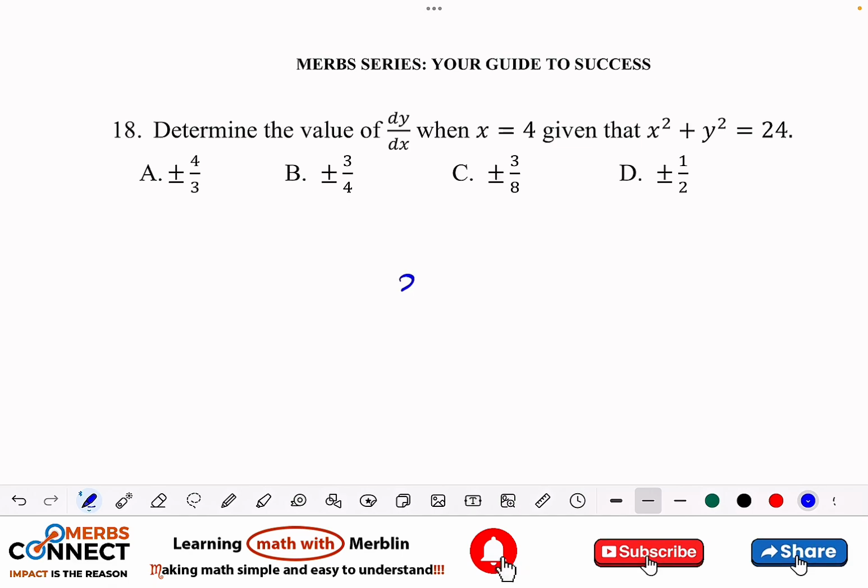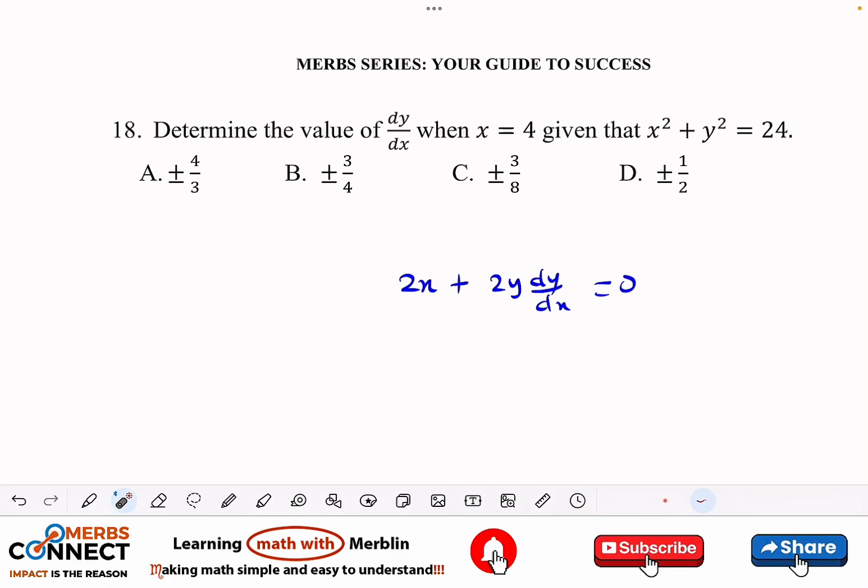Let me do it. So this is going to be 2x plus 2y dy over dx, which is equal to 0. So with implicit differentiation, differentiate this and get 2x, differentiate this and get 2y, but when you differentiate y, you get something like this. It's like you are using the chain rule on y squared. So differentiate this, 2y, and differentiate what is inside, and you are getting this.